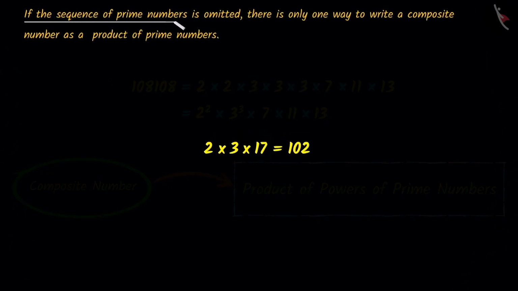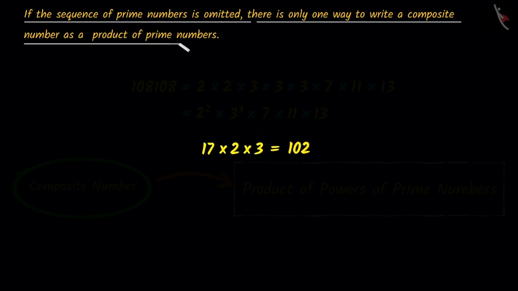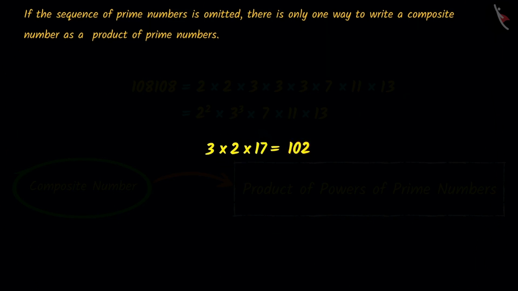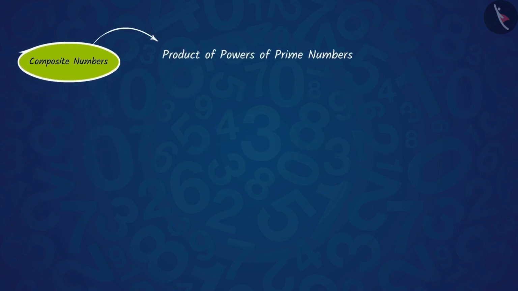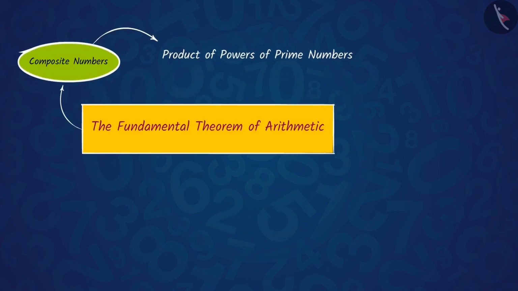And if the sequence of prime numbers is not taken into consideration, then a composite number can be written in the same method as the powers of the prime numbers. You can check this theorem by trying out some more examples of a similar kind. This is a true statement which plays an important role in the study of integers. This is the reason why this statement is called the fundamental theorem of arithmetic.